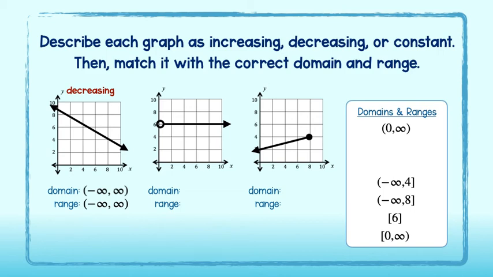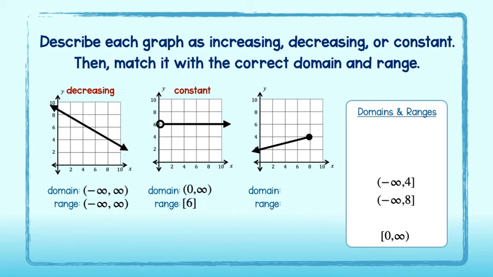The second graph goes neither up nor down, so it is constant. My domain is 0 to infinity, where 0 is not included, so I needed the parentheses. And my range is simply 6.